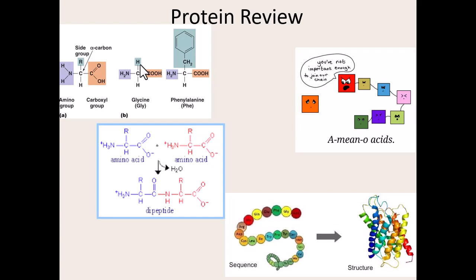And then proteins are made up of amino acids, and it's never just two amino acids. There's always going to be a huge, long sequence of amino acids. And they will fold and form these cool little loops, and that will determine their structure, which is then coordinated to whatever their function is.